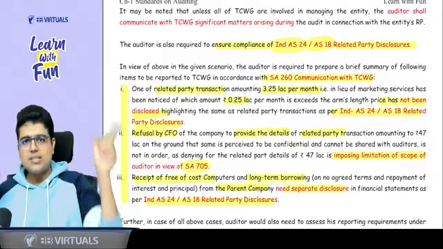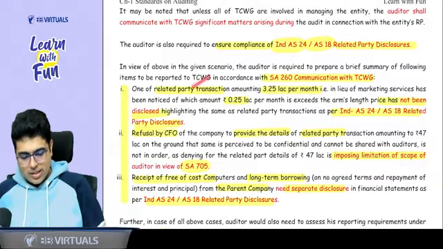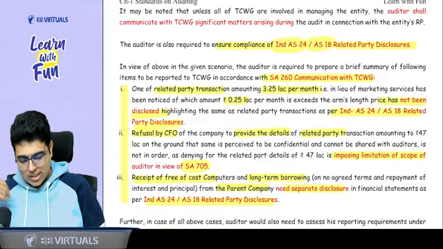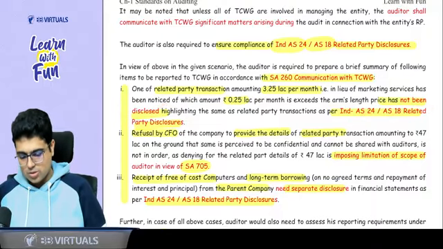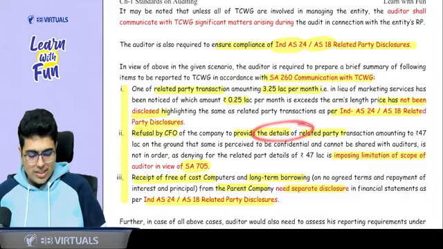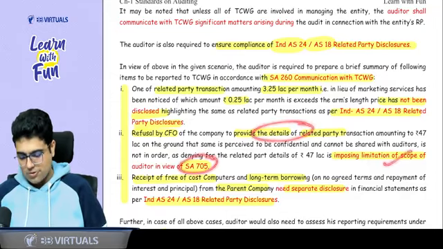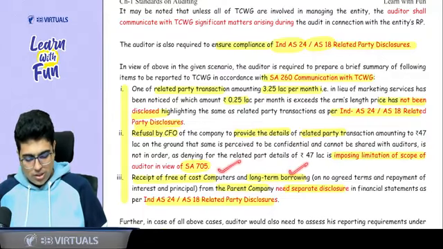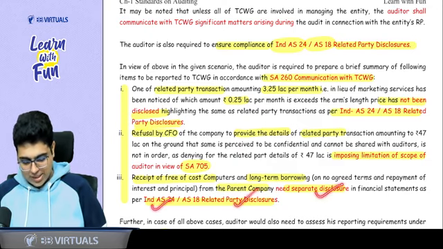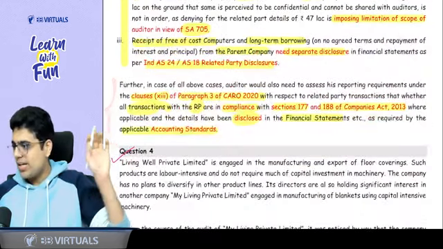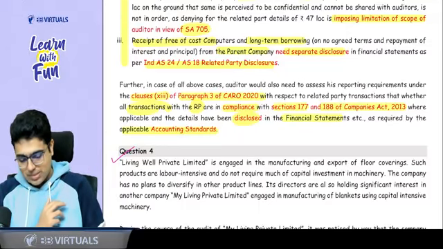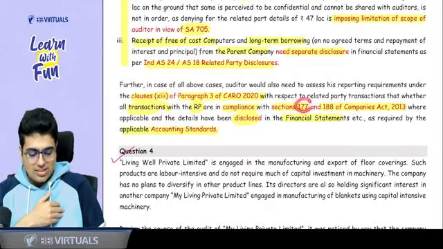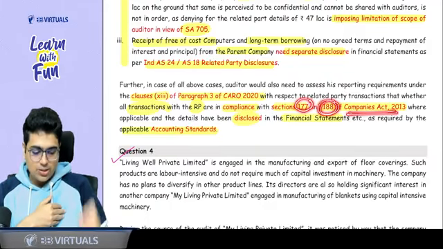Now, sir, what are these 3 points? They have taken from the question that the related party transaction of 3.25 lakhs, which was more than the arm's length price, should be disclosed as per Ind AS 24 AS 18 related party disclosure. Refusal by CFO to provide the details is a limitation on scope as per SA 705. Free computers, long-term borrowing without any interest is again a related party transaction that needs disclosure as per Ind AS 24 AS 18. And lastly, you talk about CARO 2020, that it should be disclosed in the financial statement as per accounting standard and it should comply with section 177 and 188 of Companies Act 2013.